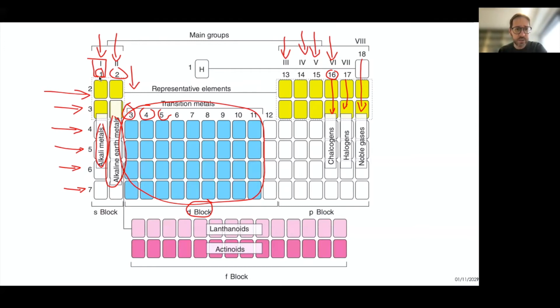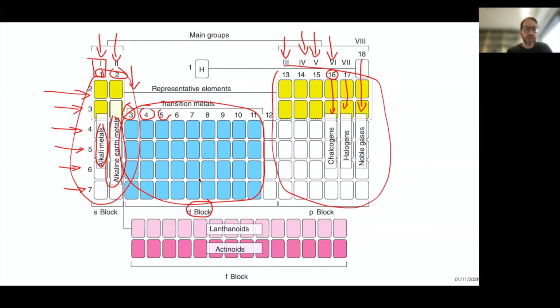Also, these groups are approached as the main groups of the periodic table because they represent the S and the P block, which means that their valence electrons are in an S orbital or a P orbital. And here we have the transition metals, which have an electron configuration in which the valence electron occupies a D orbital. And inside the transition metals, we also have the F block as well.